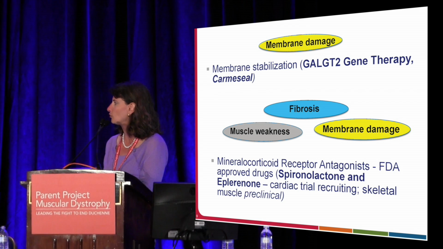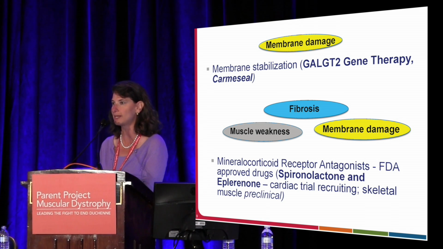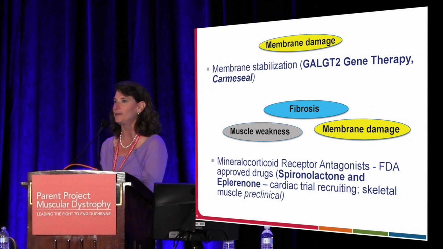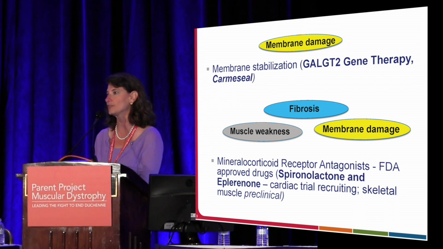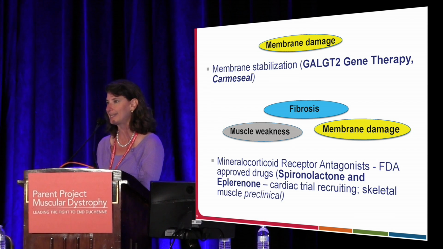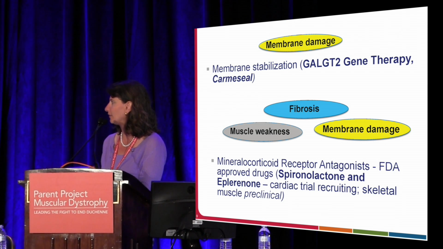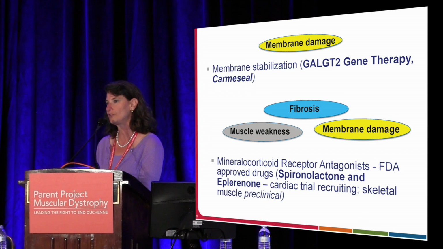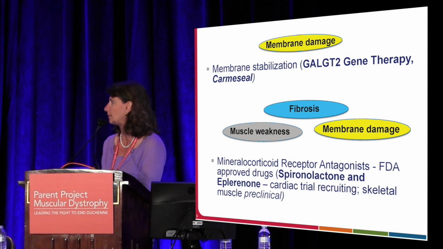There's a class of drugs called mineralocorticoid receptor antagonists that have been used in both pediatric and adult heart disease for decades, safely and effectively. And these were thought of as targeting fibrosis, but our recent clinical trial data as well as preclinical studies show that they actually also help muscle weakness and membrane damage.